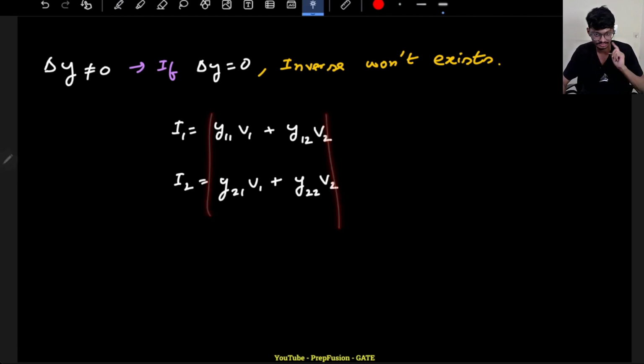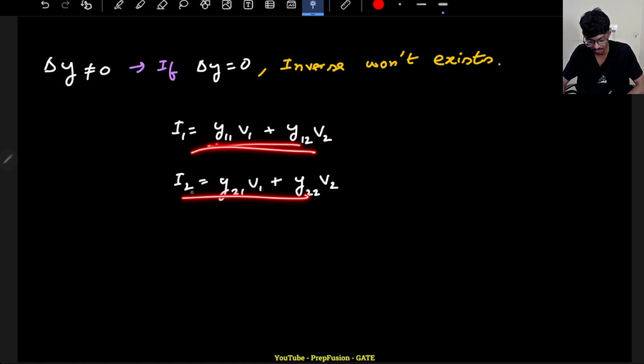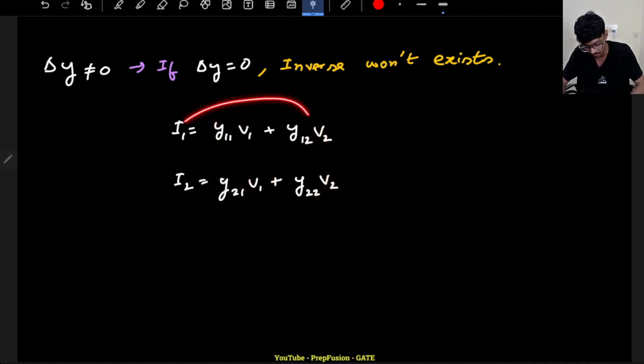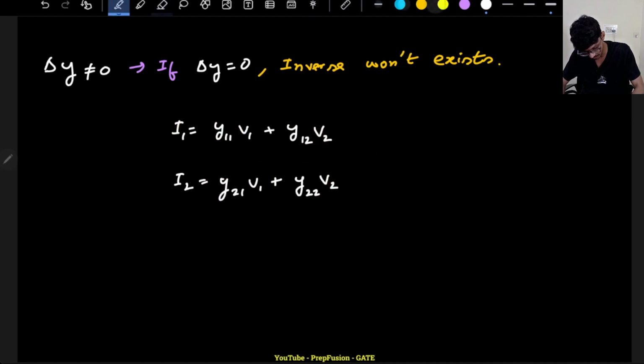that means these two rows are dependent on each other. That means they have linear dependency. The y11, y12, y21, y22 have linear dependency between them. Then only the determinant will be 0. Basically, this means that my v1 and v2 are dependent on each other. V1 and v2 are dependent variables.